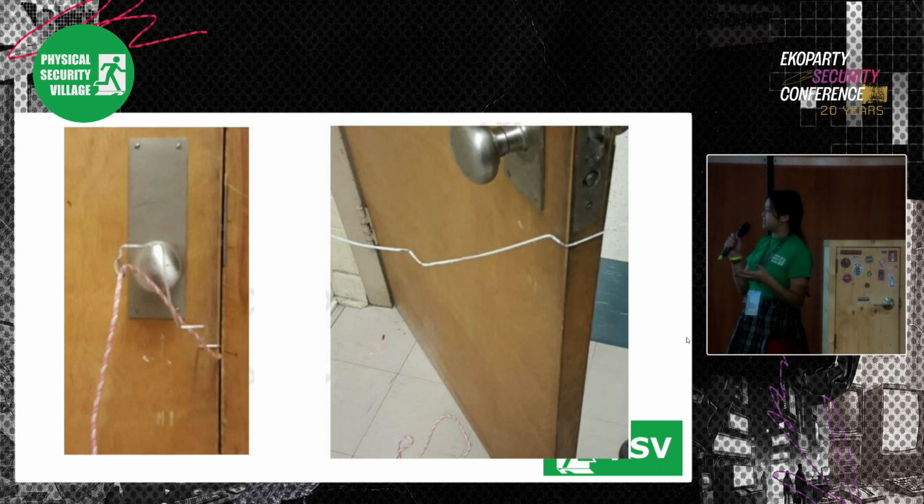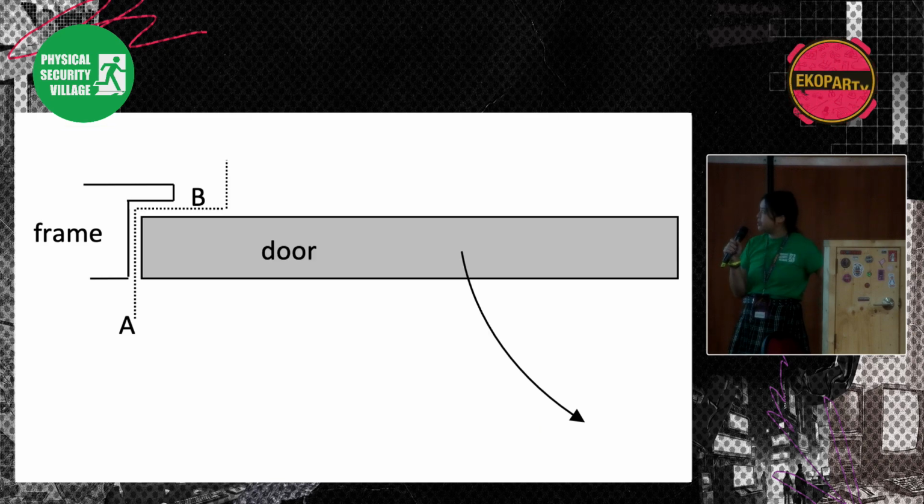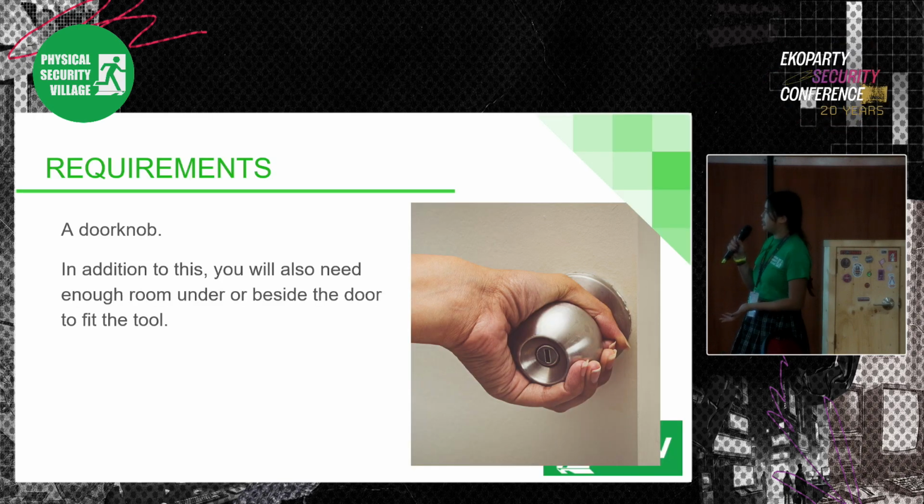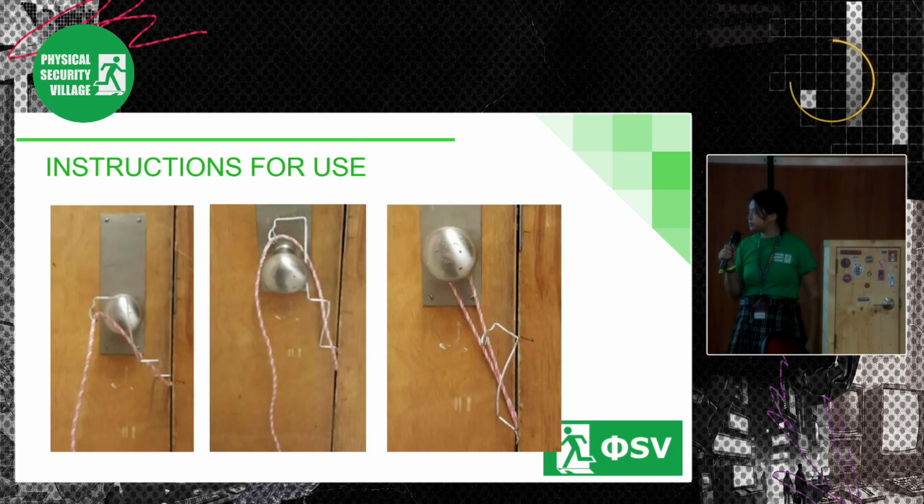So this is basically how the tool works. It's shaped so that it can just barely fit between the door and the door frame, like you can see here, and then it allows you to actuate the doorknob on the secure side of the facility, just like one would with an under the door tool. So like I mentioned before, this vulnerability is for doorknobs, and you'll be using your little tool, so you'll need enough room between the door and the door frame to actually fit it.